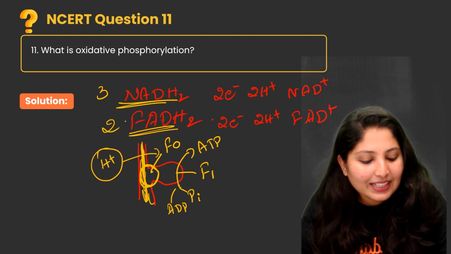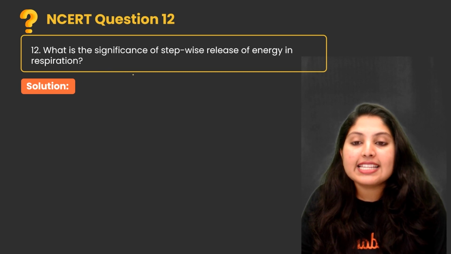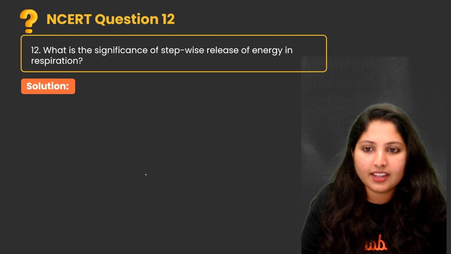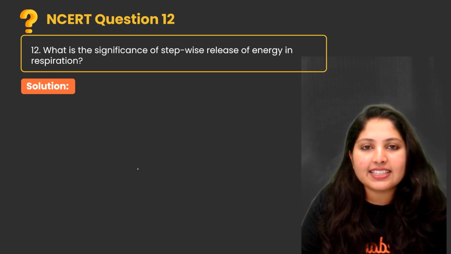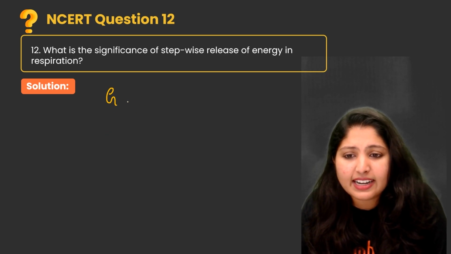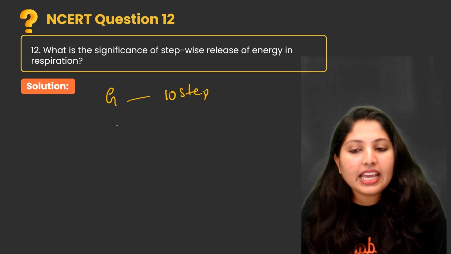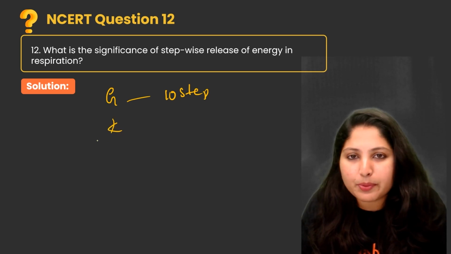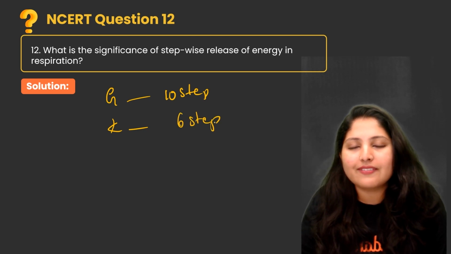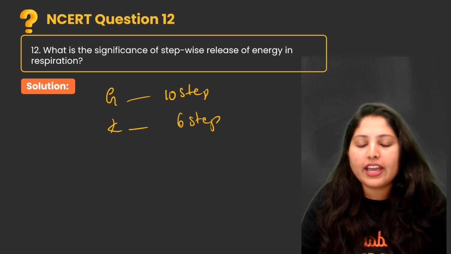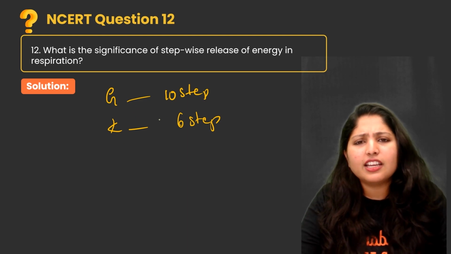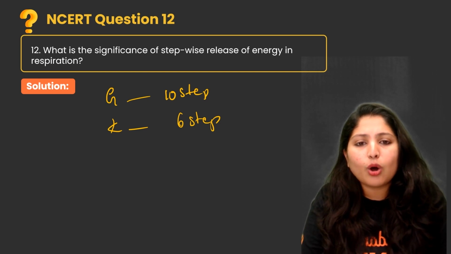Yes? So next question. What is the significance of stepwise release of energy in respiration? See, in glycolysis we can see almost 10 steps, right? And even the Krebs cycle is not a single step process. This also requires 6 to 7 steps. So during this reaction, it is taking a lot of steps. Why is it taking a lot of steps?